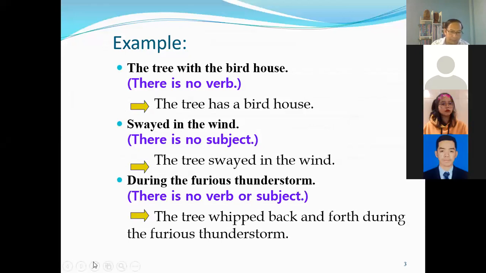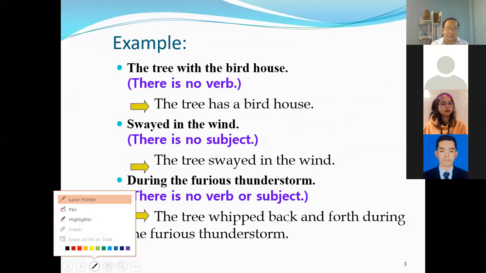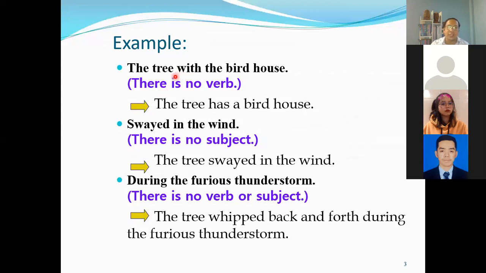So when the sentence has no verb, like in this example, you can see here, the tree with the bird house. We don't have any verb, right? That's why this is called what? Fragment. We can say the tree has a bird house, for example, and that we can call a sentence. And what sentence is it, buddy? Simple, compound, complex, or compound-complex?